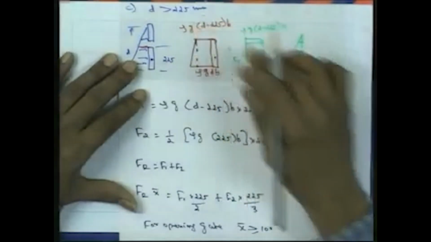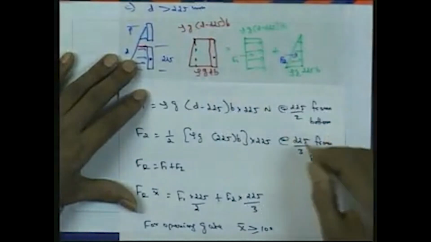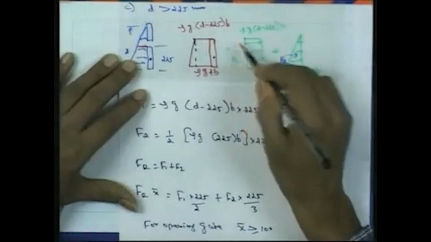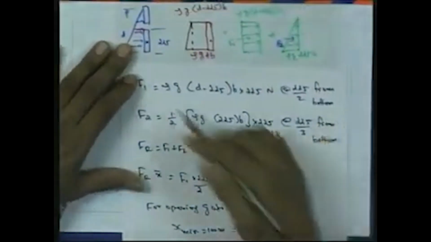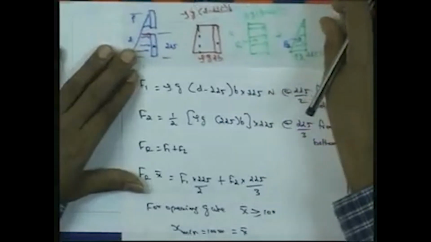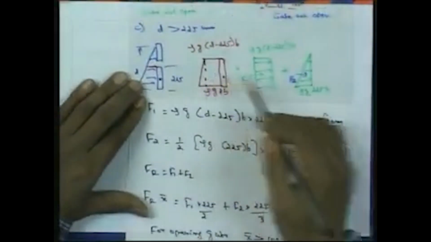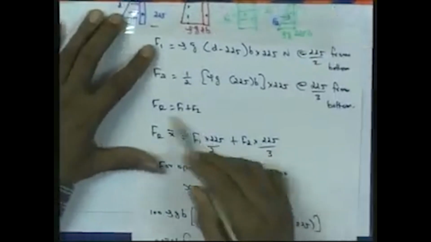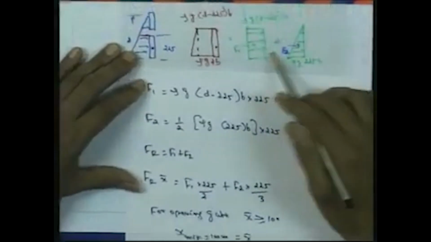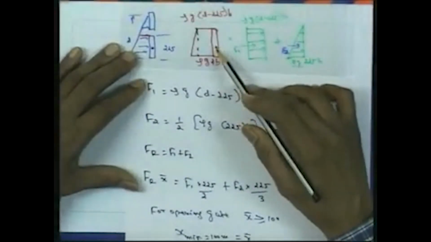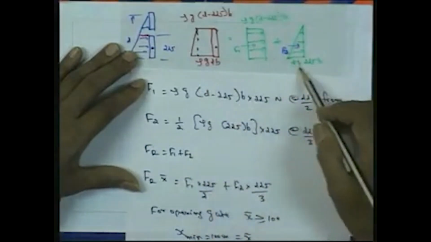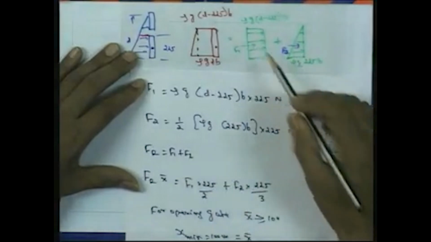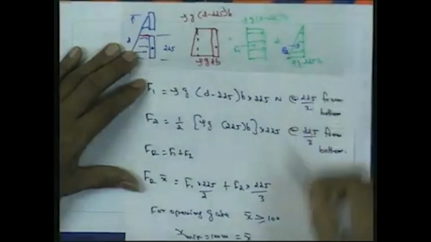So here we are assuming d is the limiting case of 225. If it is the limiting case up to this 225 by 3, since we are considering only up to this, then F1 is calculated, F2 is calculated, and now the resultant force, F_r, is equal to F1 plus F2. Then we will take a moment of F_r into x bar, with respect to F1 into 225 by 2 plus F2 into 225 by 3.